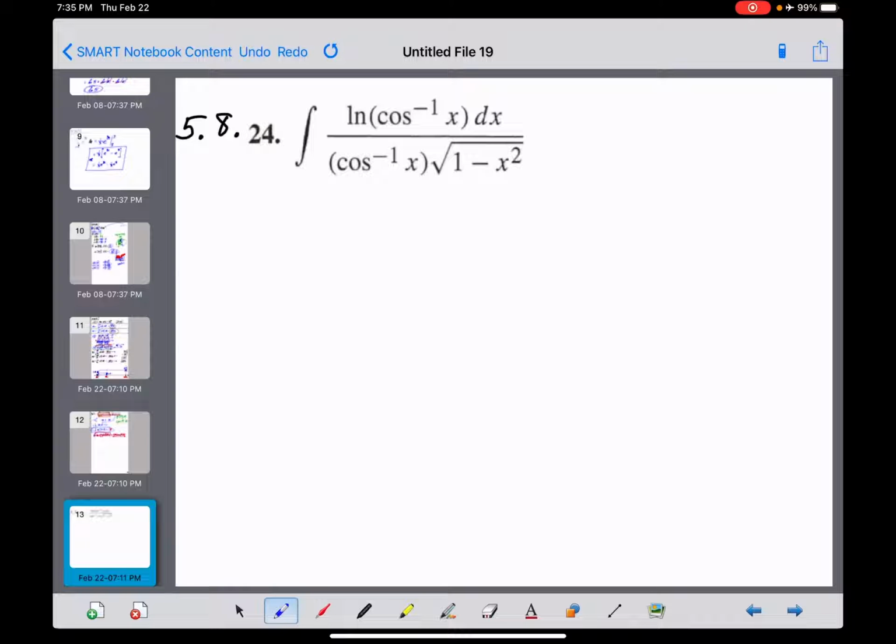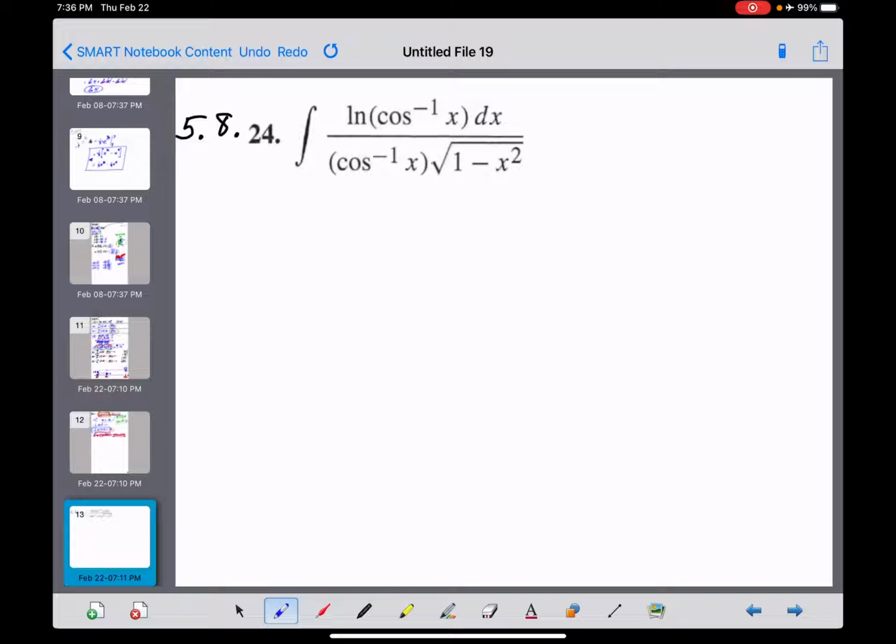Number 24 in 5.8 is a problem that looks absolutely horrible. If you looked at this problem and said, oh, heck no, I'm not even trying that one, I should yell at you, but I kind of understand where you're coming from. That said, we're going to dive into this one, and I think you're going to find this is not as bad as it looks.